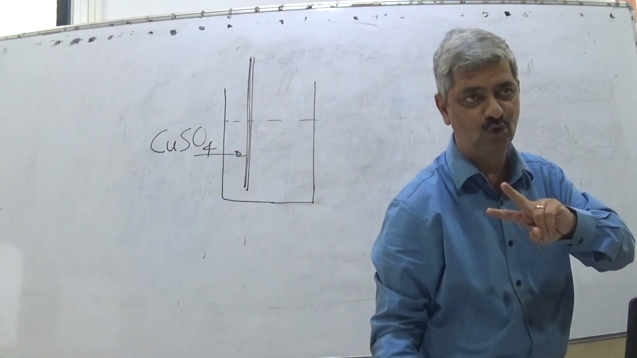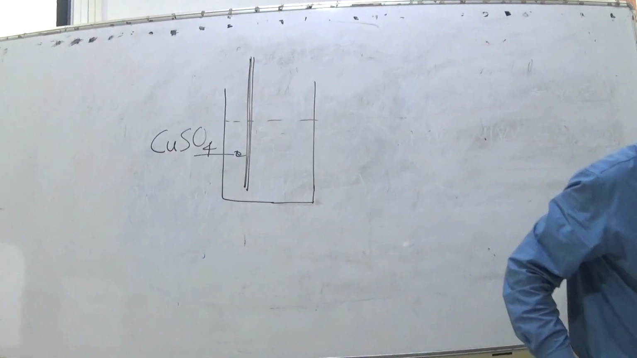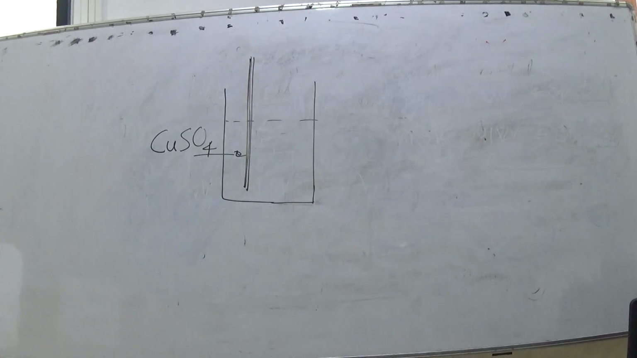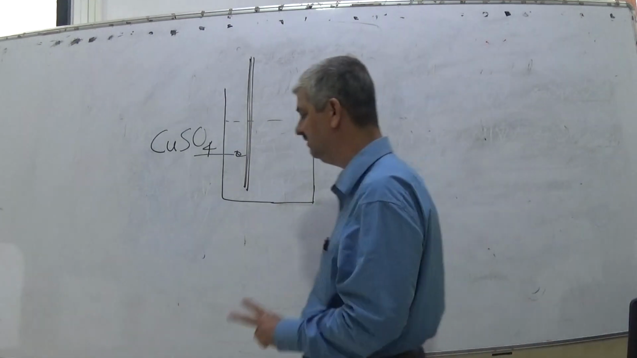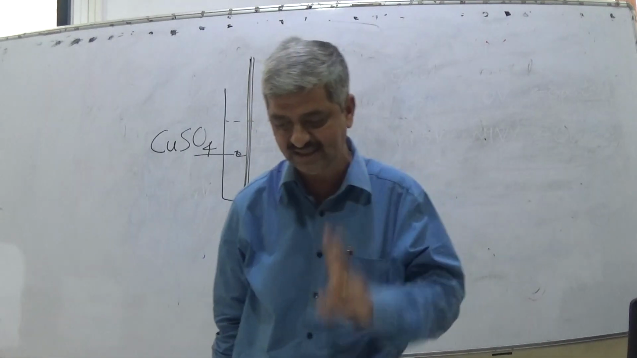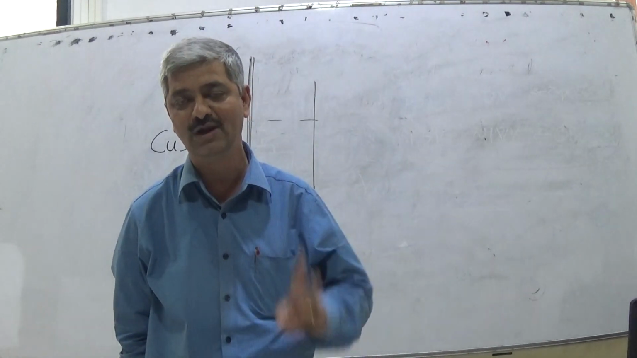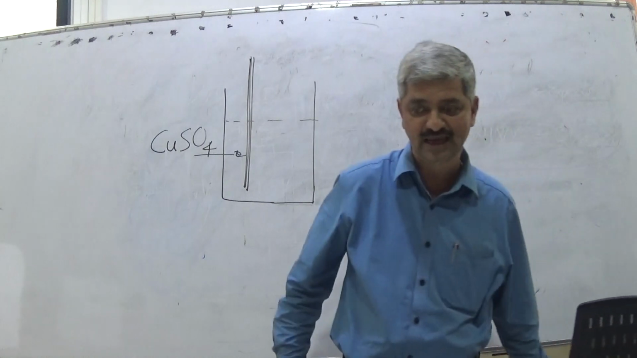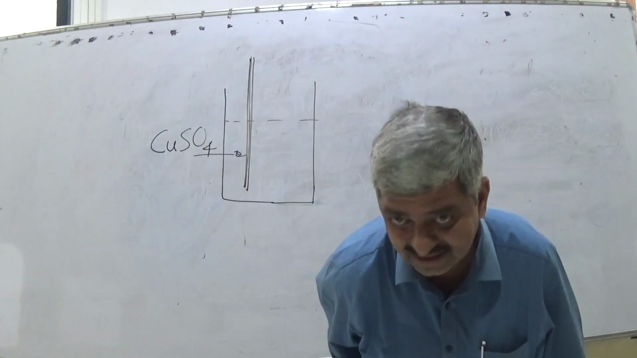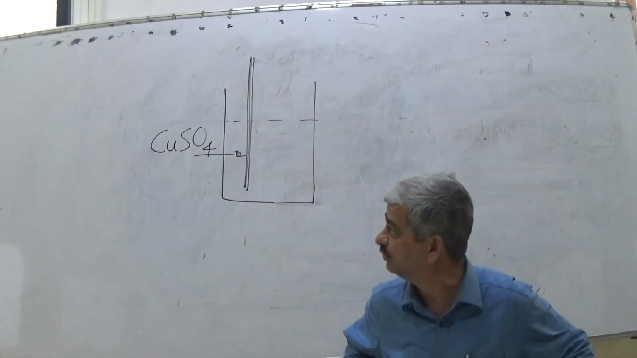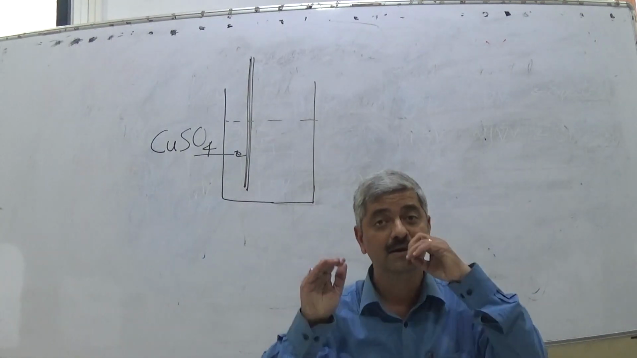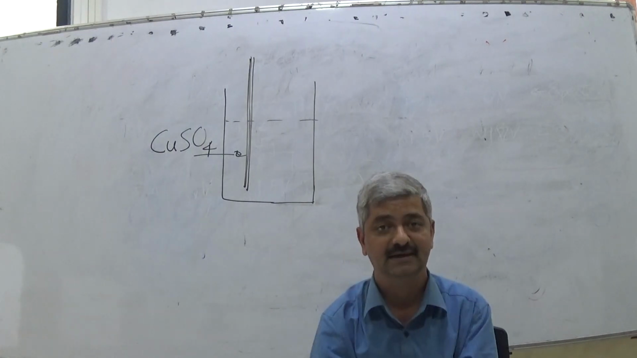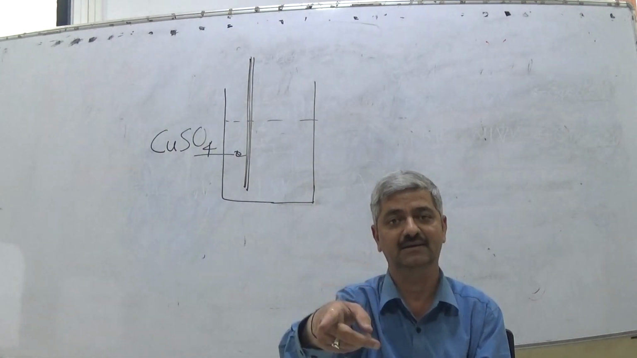Now, what is electrochemical equivalent? Electrochemical equivalent is the potential difference which gets created between the electrode and electrolyte. Listen very carefully. Electrochemical equivalent is the potential difference which is created between electrode and electrolyte, and it is the property of the pair copper sulfate and copper.